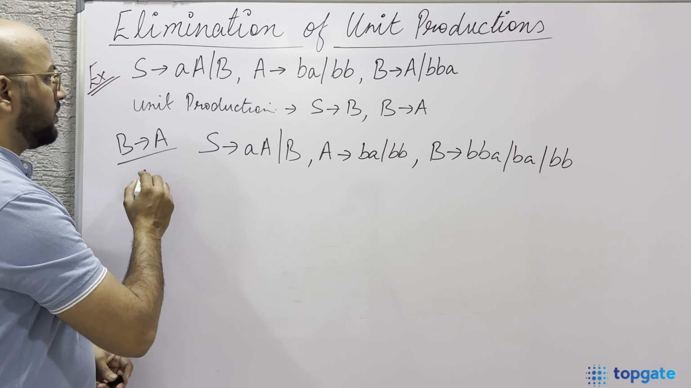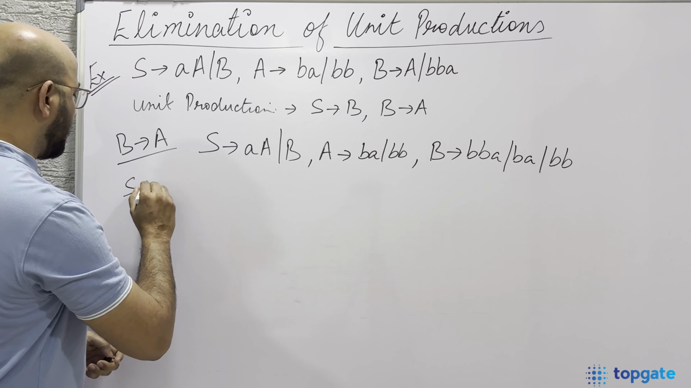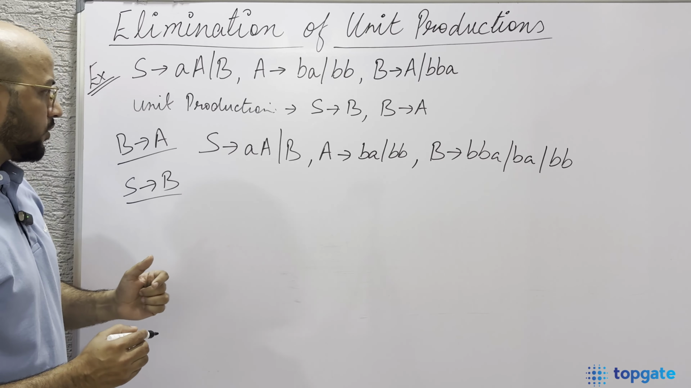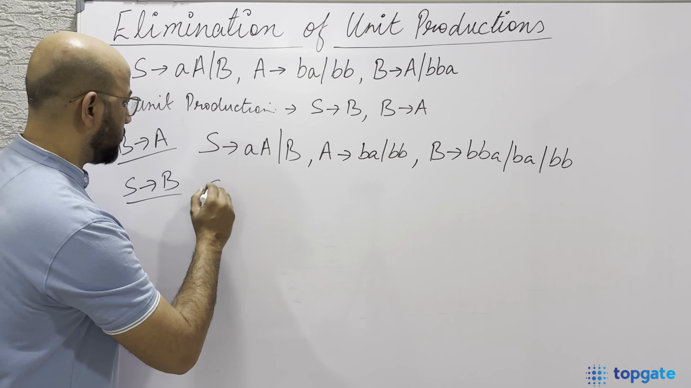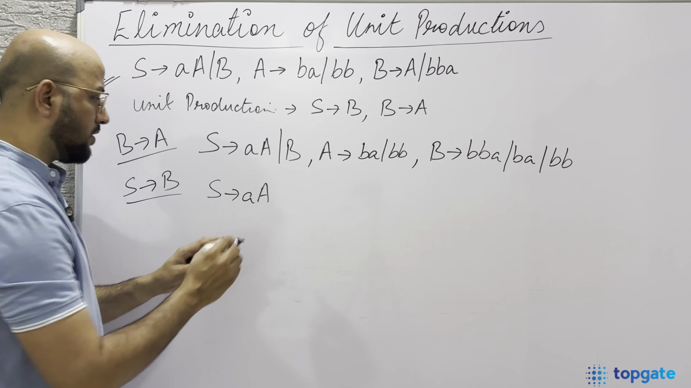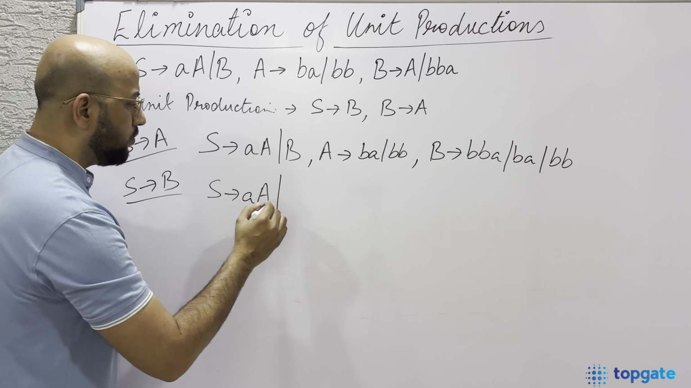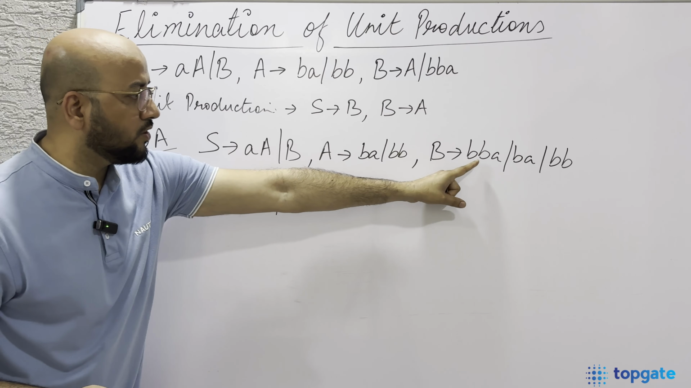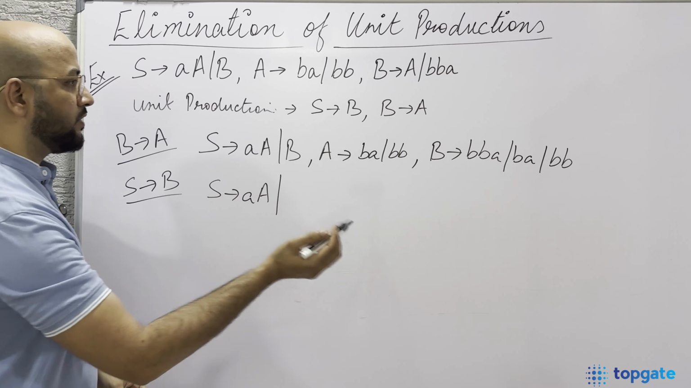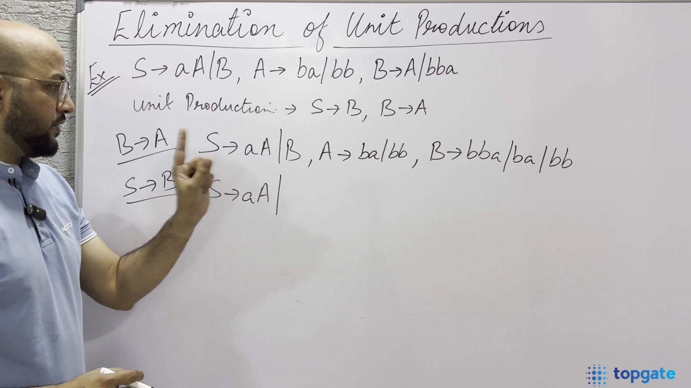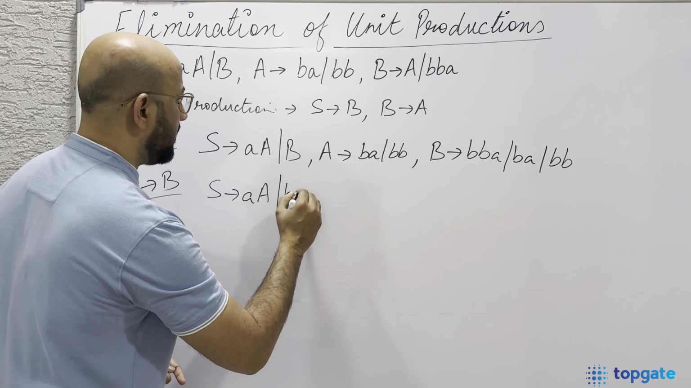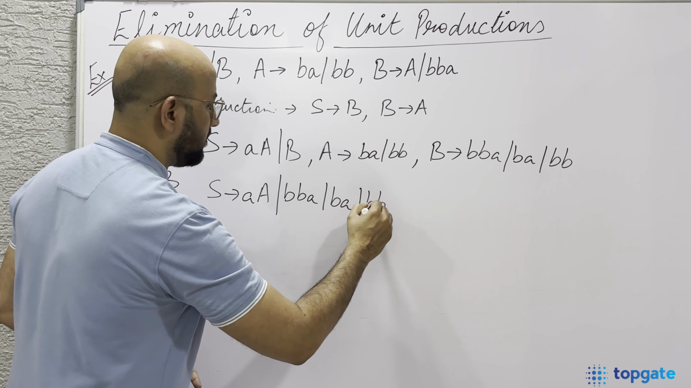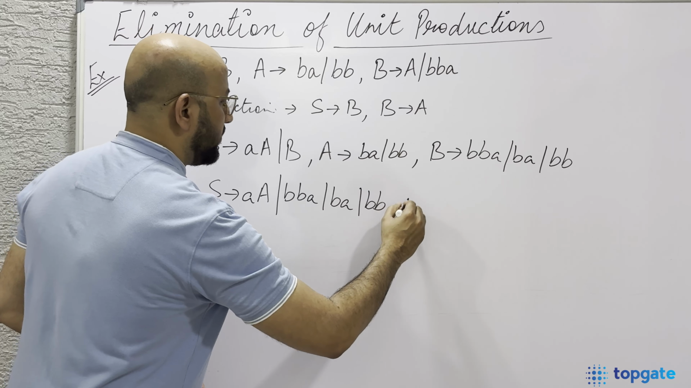Okay, now let's work on the second one, that is S tends to B. So we have S tends to B, and after I eliminate this S tends to B, what will happen to my context-free grammar? Let's see. So we have this one, S tends to A. So I'll just write it down as it is. And then in place of this B, what I'll write, I'll go to B and see what is B deriving right now. So B is deriving 1, 2, 3 rules. So all these 3 rules will come here in place of this B. Okay, so I'll just write down BBA slash BA slash BB, and then everything as it is.